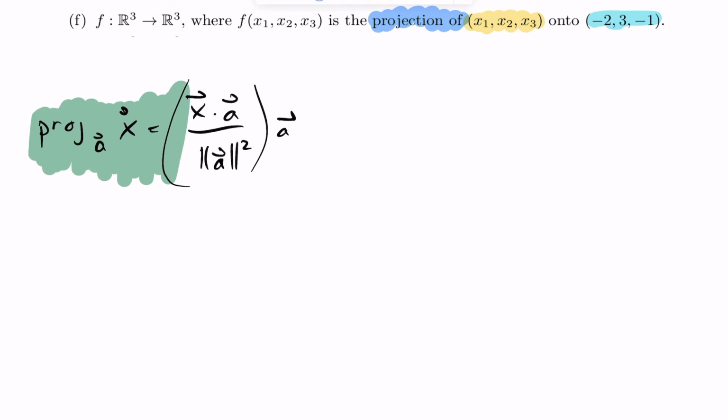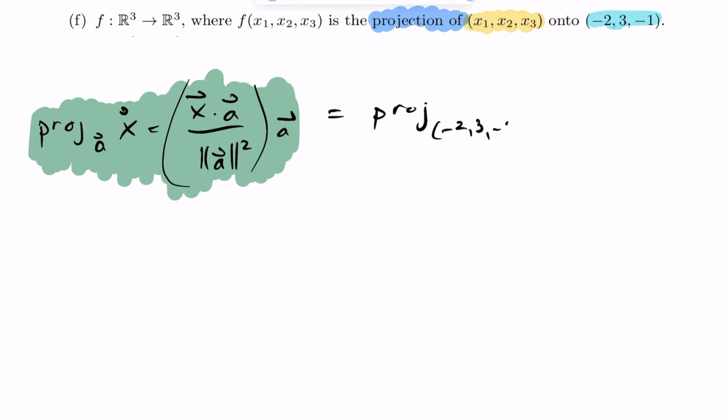Now this is derived. You can take a look at the previous video going through the derivation or look at your notes. But here's our formula. We want to calculate the projection of x onto A. So in this example, we want to calculate the projection of the vector x onto -2, 3, and -1.